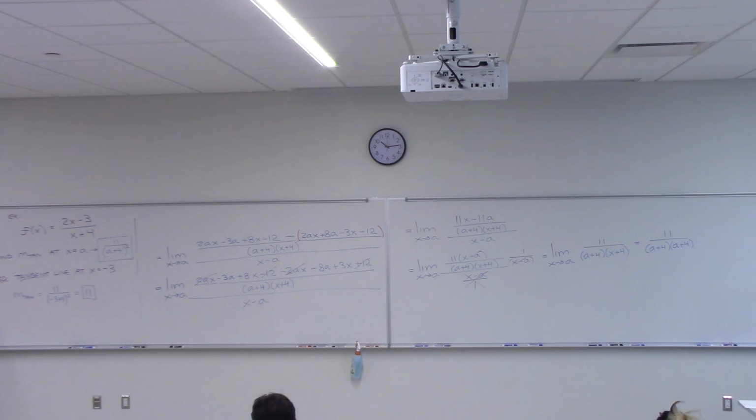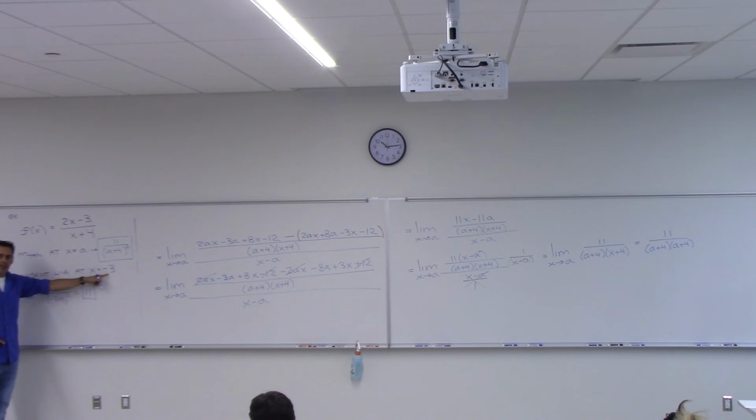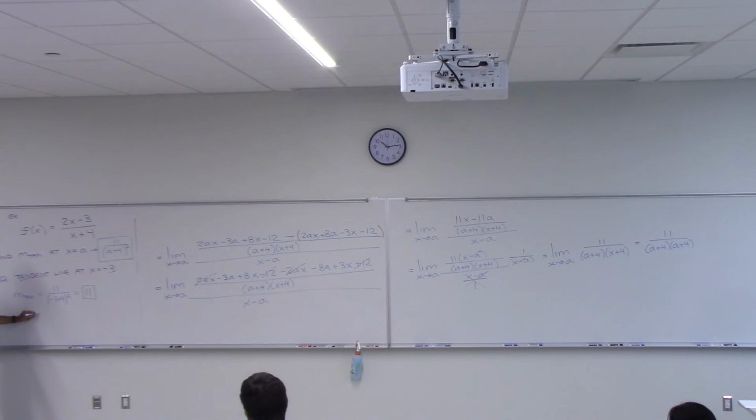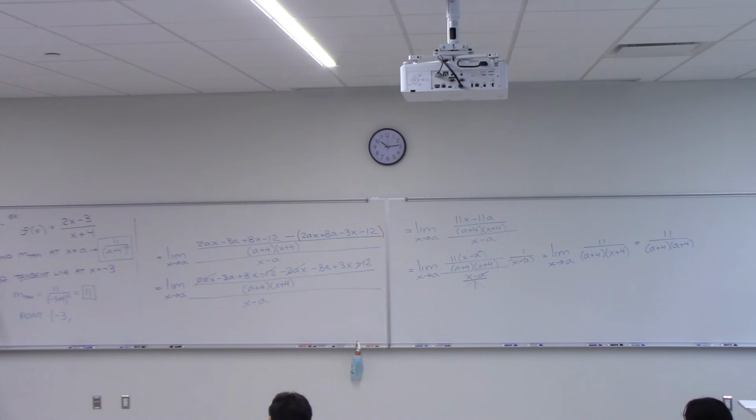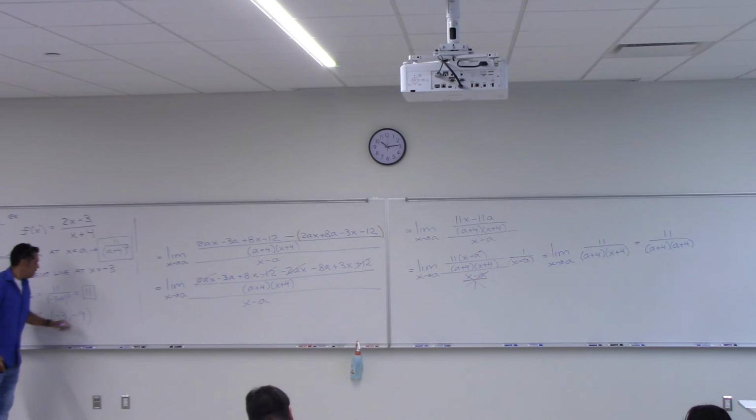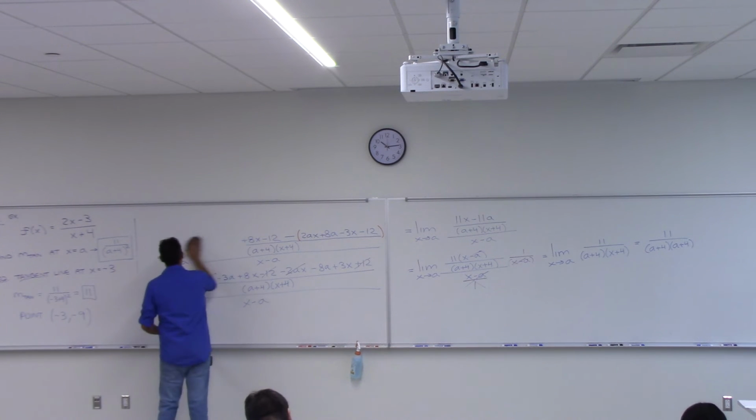We need one more thing to get the equation. A point on the curve, right? So we just need the y value because we already have the x value. The x value is -3. So as far as the point on the graph, we know the x coordinate is -3. The y coordinate is whatever we get when we plug -3 into this: 2 times -3 minus 3 over -3 plus 4. Top is -9, bottom is 1, so -9. You have a point, you have a slope. You're back in college algebra. You're happy.